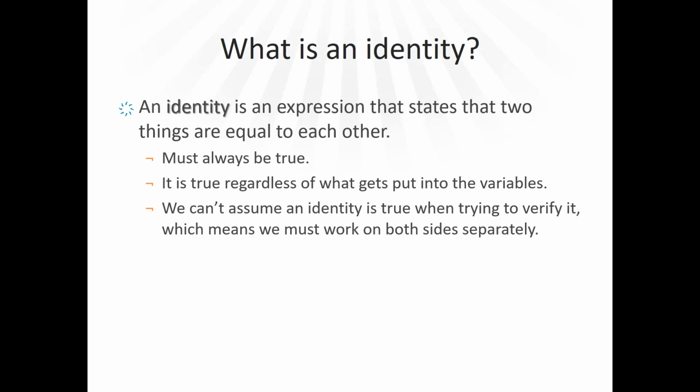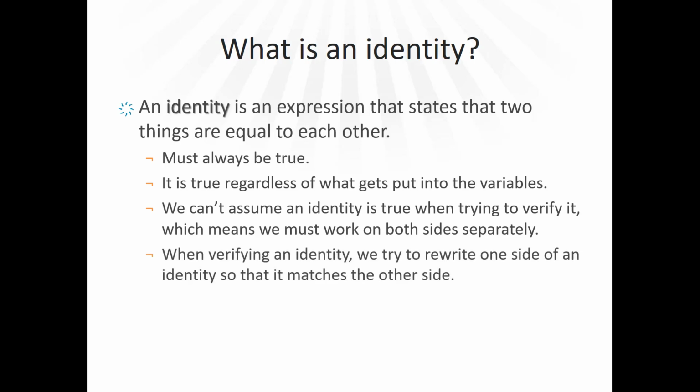So we're going to look into how we verify, how we prove an identity is true. When we're doing that, you can't assume that it's true. It was when we assumed the equations were true that we were allowed to work on both sides of the equation. Because we are not assuming it's true, we cannot work on both sides of the equation at the same time, which means that we have to work on both sides of the identity separately.